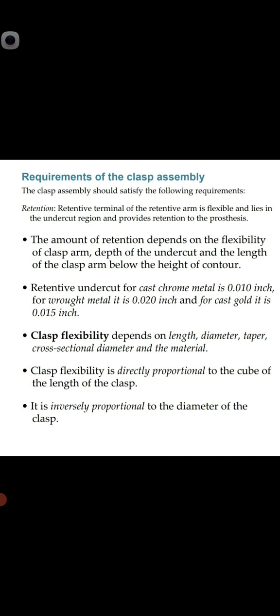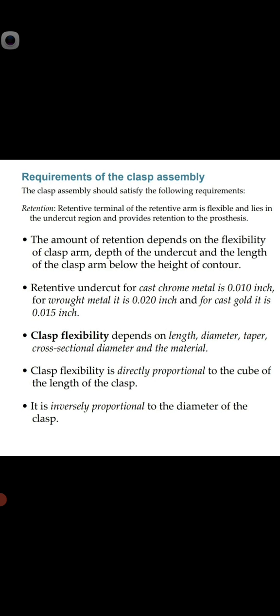Now, the amount of retention depends upon the flexibility of the clasp arm, depth of undercut, and the length of the clasp arm below the height of contour. The retentive undercut for cast chrome metal is 0.010 inch, for wrought metal it is 0.020 inch, and for cast gold it is 0.015 inch. Clasp flexibility depends upon the length of the clasp, diameter, taper, cross-sectional diameter, and the material.